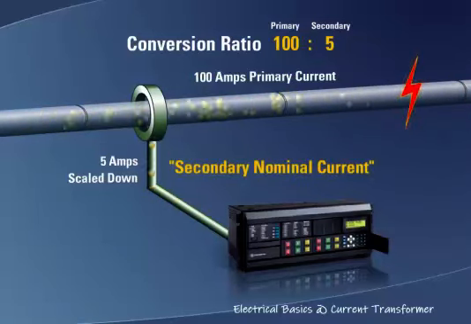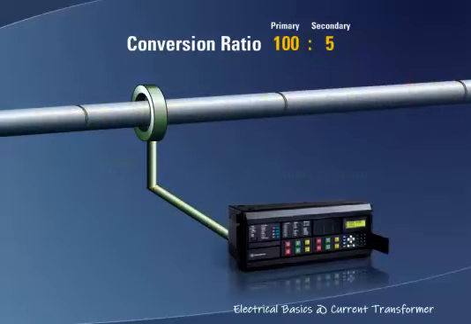If a fault were to occur on this phase that increases the primary current to 200 amps, then 10 amps would be passed to the relay through the secondary windings, consistent with the ratio.